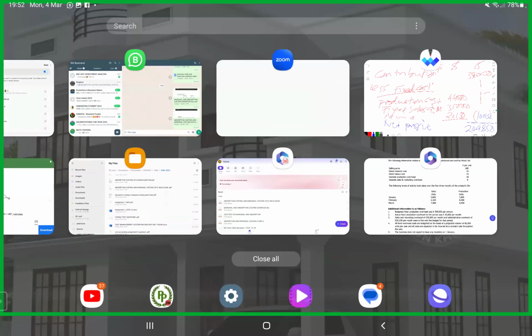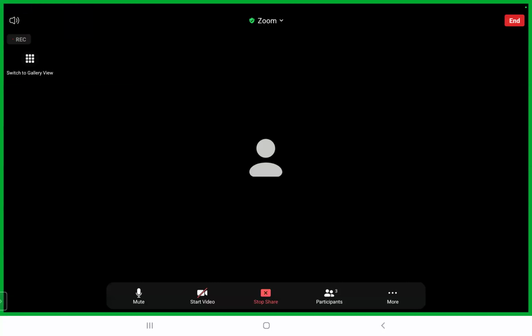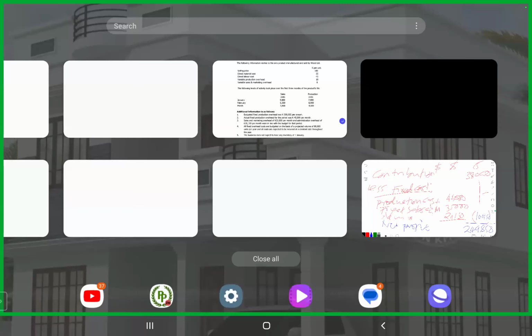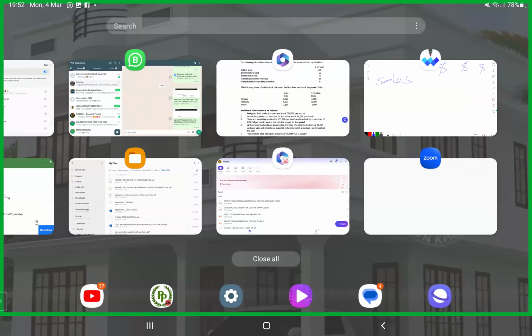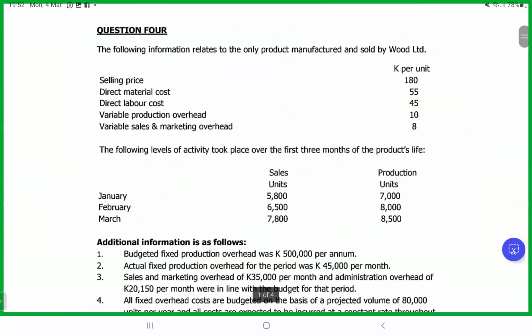Let me finish doing the work. Now, when it comes to the second month, which is the month of February, the only difference that will be here is that we are going to have the opening stock. Sales for February, how do you find the sales? It's the same price, 180 times what was sold in February, which was 6.5. Can we speed up now and do this quickly?